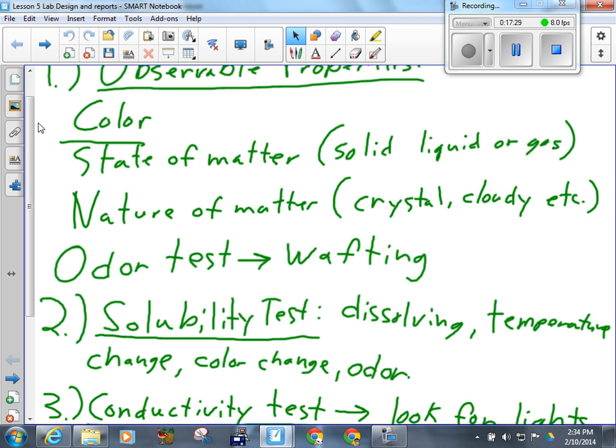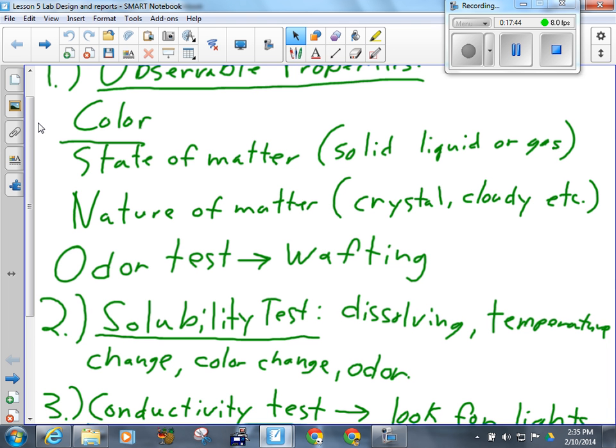Yes, when acquiring your unknown materials, please make sure to only fill the depressions 1/4 of the way full with solid materials. If the material happens to be a liquid, then you can probably go to about half. Okay, everyone with me so far?